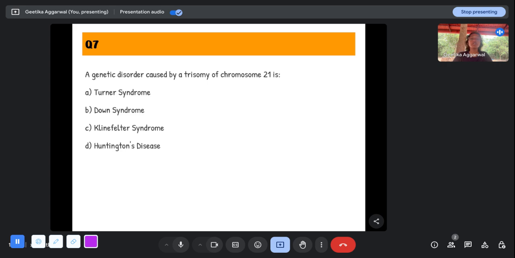A genetic disorder caused by a trisomy of chromosome 21 is what? Turner syndrome, Down syndrome, Klinefelter syndrome, or Huntington's disease. Which of these genetic disorders is caused by the trisomy of the chromosome number 21?